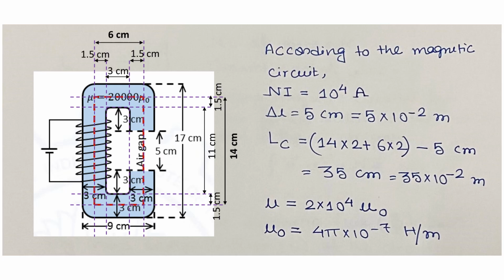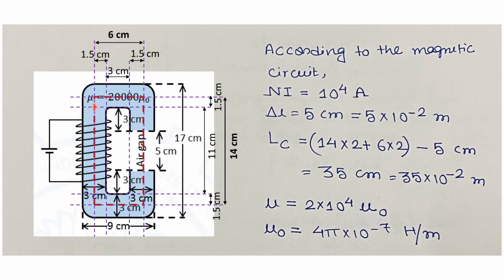Now according to the question, we have to consider this configuration of an electromagnet with an air gap having length 5 cm. According to the magnetic circuit, N times I is 10 to the power 4 amps, and the air gap ΔL is 5 cm. Now we will see what the core length of this magnetic circuit, Lc, is. For this we will consider this red dotted closed path inside the magnetic circuit. The closed path passes through the center of each part of the magnetic circuit.